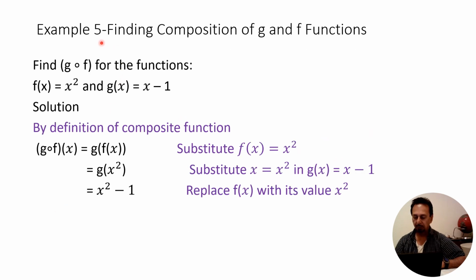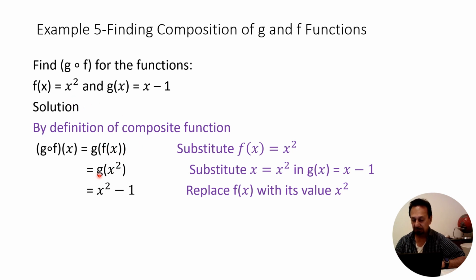So here is another example. f of x is x squared and g of x is x minus 1. And we have to find the composition of g and f. By definition, g composed with f defined over x is g of f of x. Now we replace the f of x with whatever f of x equals. Here f of x equals x squared, so we're going to change this to x squared.